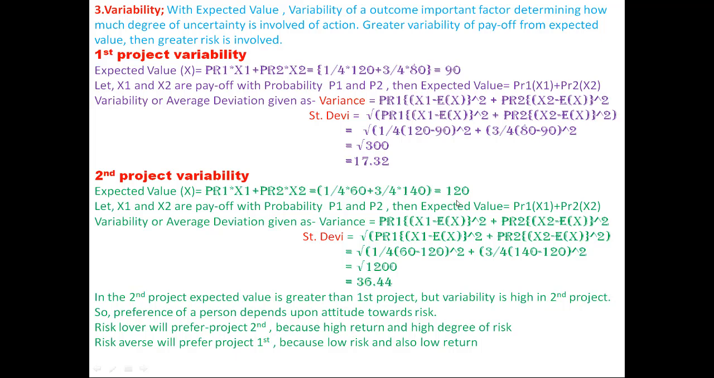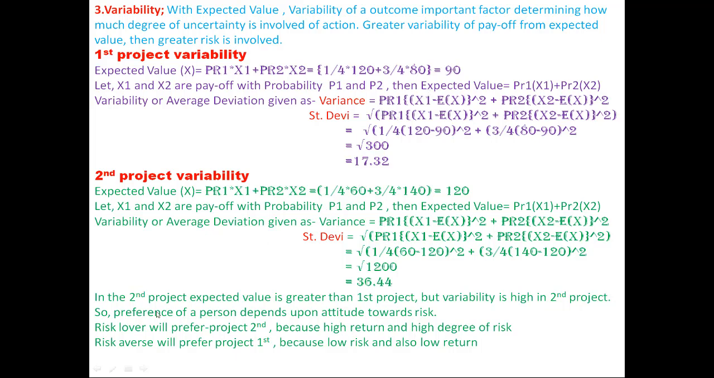Here the expected value is greater and the risk is also greater, so this will be taken by a risk lover. If a person is risk averse, then obviously they choose the first project because of low risk and low return. This is all about the measurement of risks. We can measure it by expected value as well as variability, that is standard deviation.